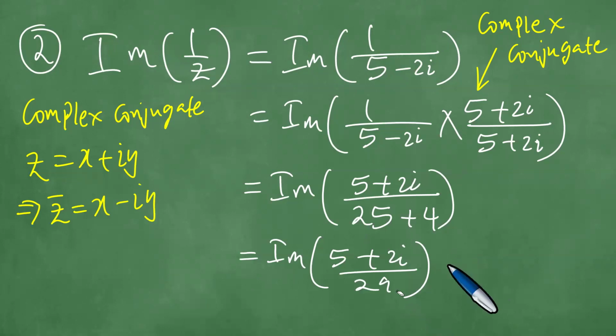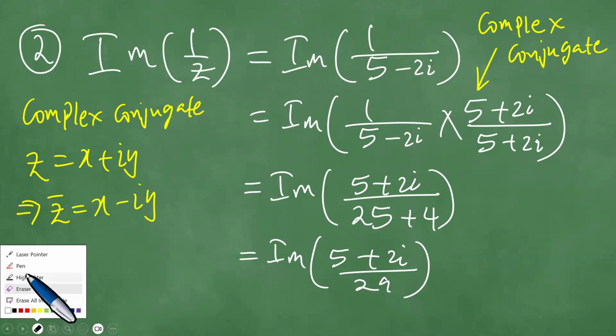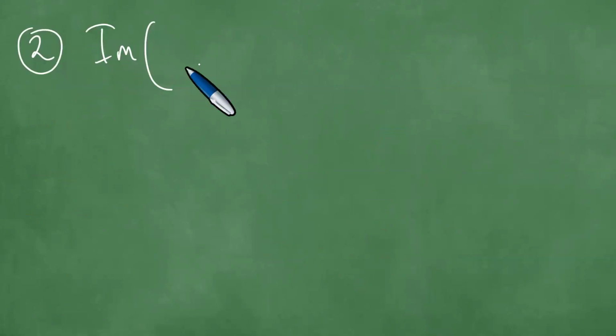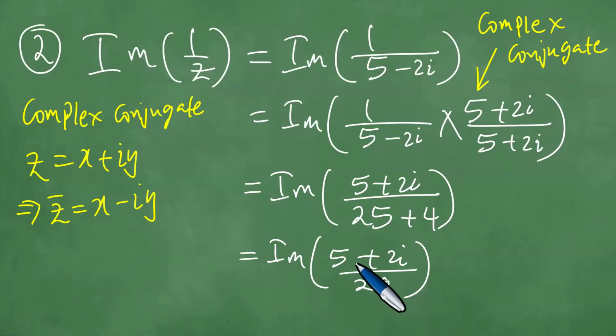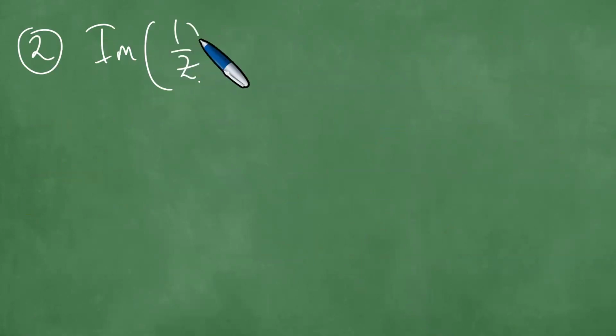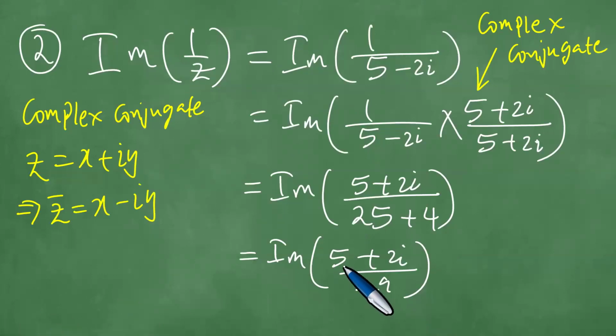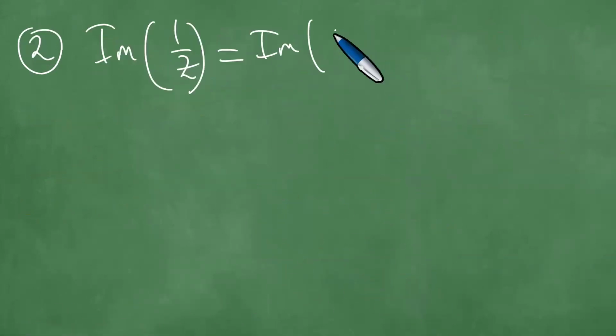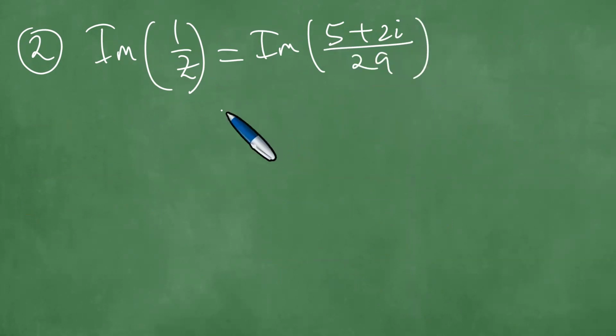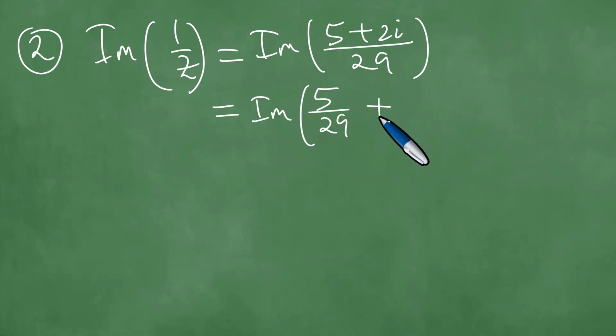Okay, let's do this one. In other words, now we want the imaginary part of this number, the imaginary part of 1 over z. Let's just start there to be more systematic. So we have the imaginary part of what we just got here, which is 5 plus 2i over 29. And this is the imaginary part of 5 out of 29 plus 2i over 29.